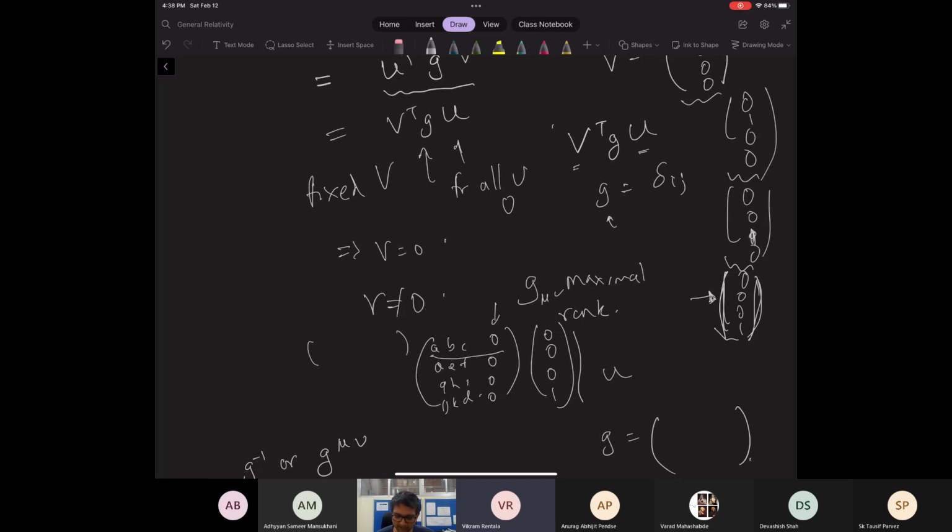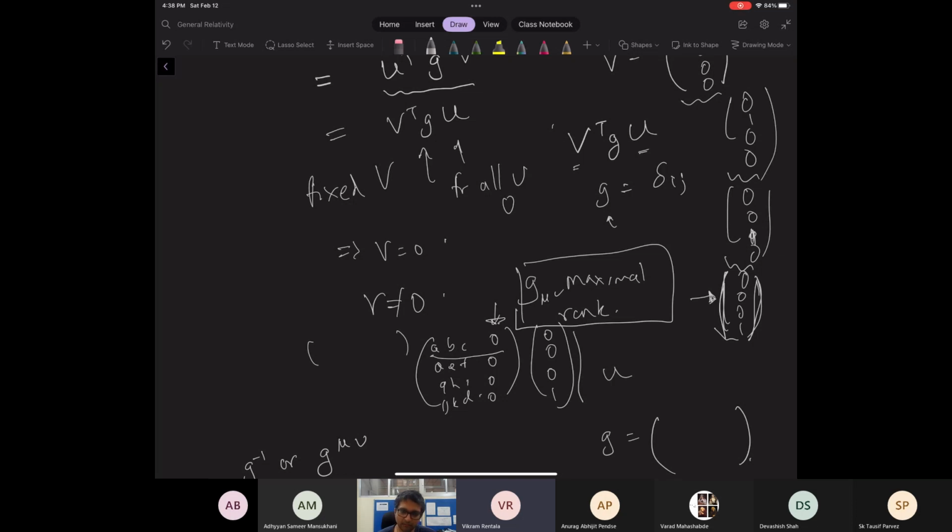So basically you're saying that the columns of G mu nu, or equivalently the rows, since G mu nu is a symmetric matrix, cannot be all zeros. All the entries of one column cannot be zeros, and all the entries in any one row cannot be zeros. So that is what you mean when you say G mu nu has maximal rank.